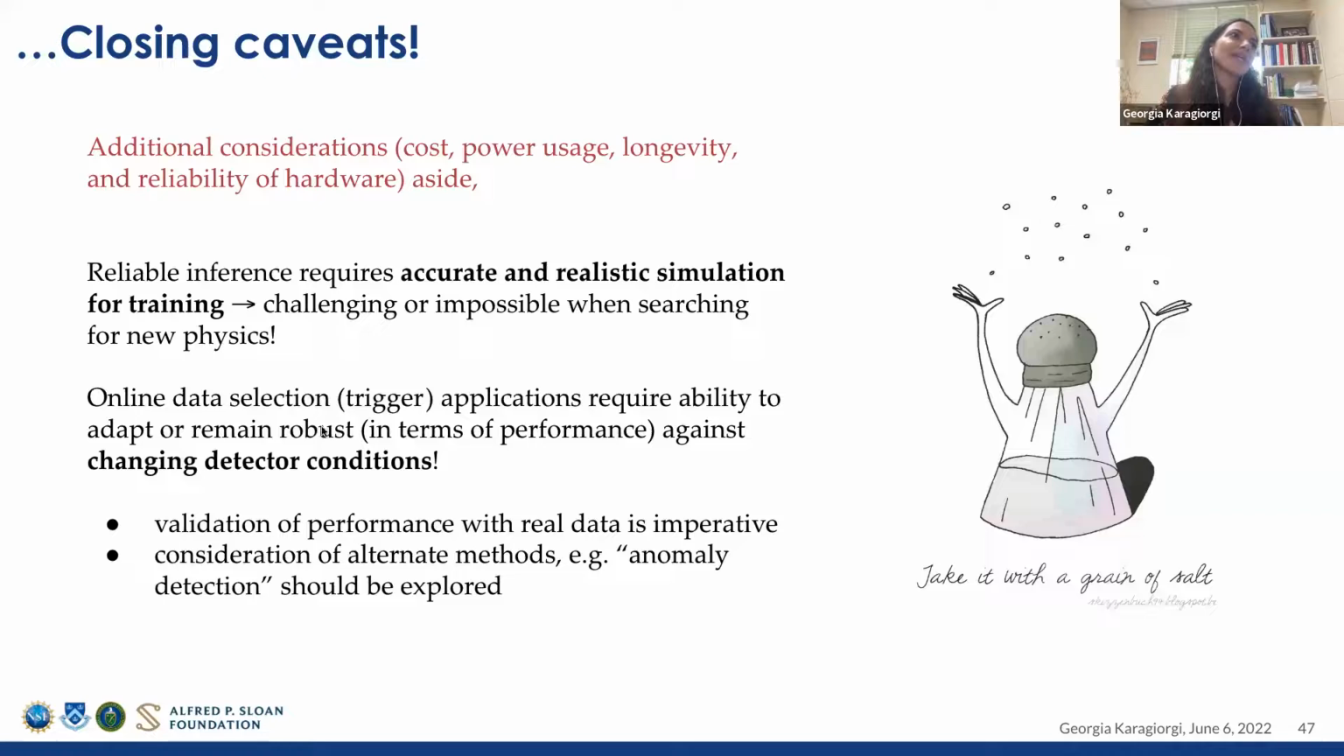So these online data selection trigger applications also require the ability to adapt and remain robust against changing detector conditions, in lack of being able to understand your data quite well. And so because of this, validation of performance with real data is imperative for these techniques, but also consideration of alternate methods, for example, anomaly detection for triggering, is something else that should be explored.